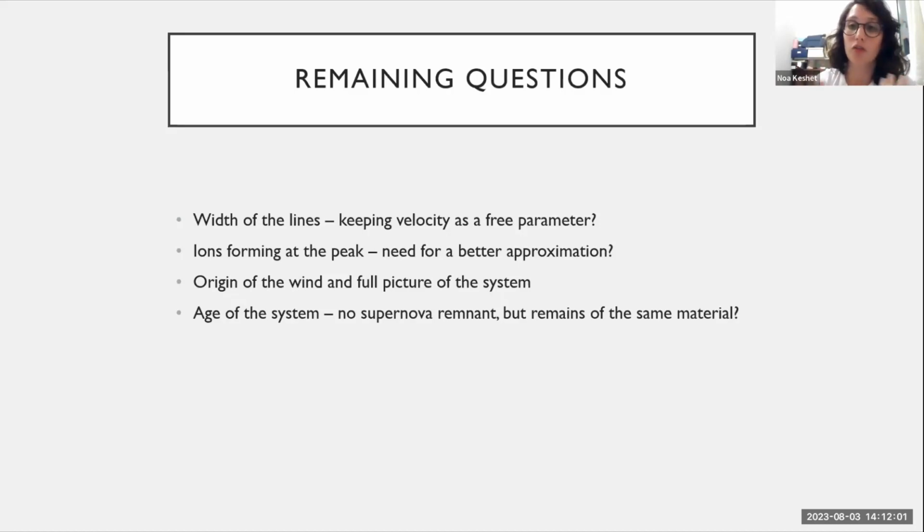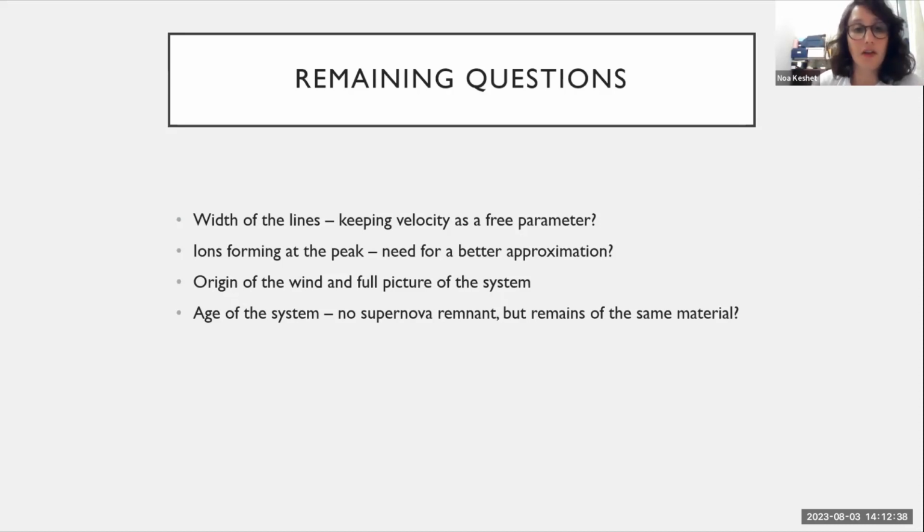Since of course we are expecting to get a coherent picture and to reach a value that fits as many lines as we have, and this is indeed a very rich spectrum, so we want to take the full advantage of it. Another thing we are now testing is if the approximation of the fact that the ions are forming at the peak is perhaps not a good enough approximation, perhaps we need a better one, or perhaps we need to make a more detailed calculation of the ion forming at the entire Xi range.